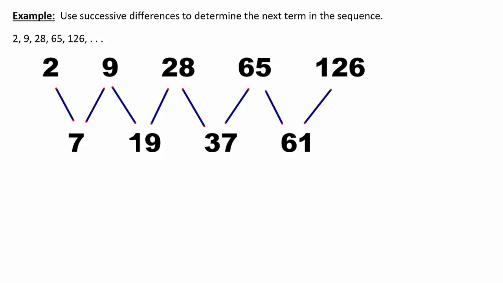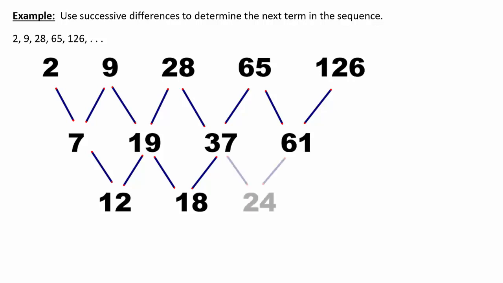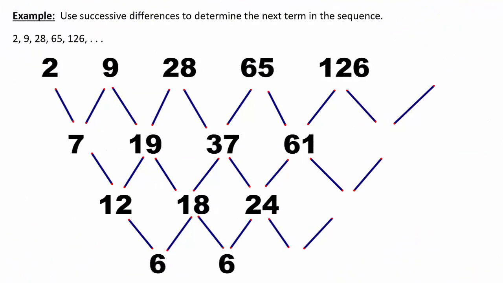All right, next line. 19 minus 7 is 12. 37 minus 19 is 18. 61 minus 37 is 24. Those all differ by 6. Yeah. 18 minus 12 is 6. And 24 minus 18 is 6. All right. Let's put up the next grid.